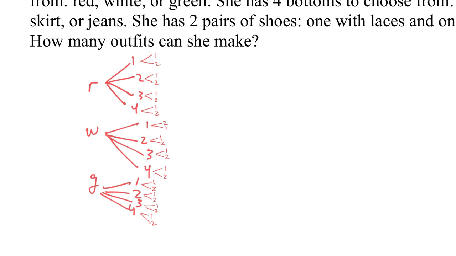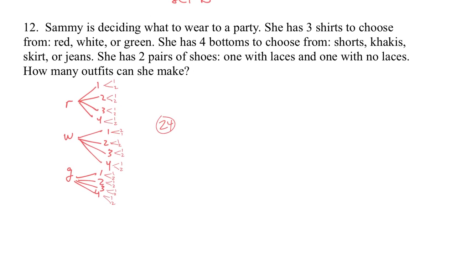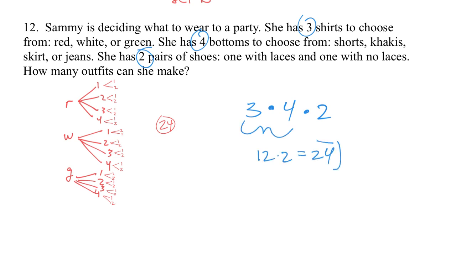Well, you can count down here. 1, 2, 3, 4, 5, 6, 7, 8, 9, 10, 11, 12, 13, 14, 15, 16, 17, 18, 19, 20, 21, 22, 23, 24. The answer is 24. That's how many different outfits she can make. Or you can just say, hey, she's got 3 shirts times 4 bottoms times 2 pairs of shoes. So 3 times 4 is 12, times 2 is 24, which is exactly what I said earlier.